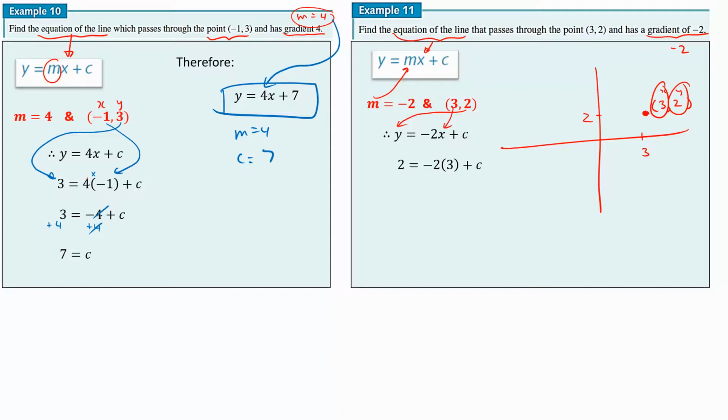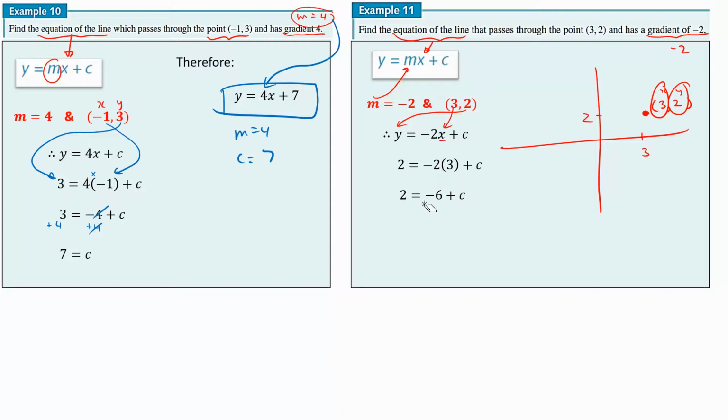So here we go. We got y is 2. We got -2 times x, but x is now 3. So negative 2 times 3 is negative 6. I still have the plus c over here. Okay, so I rewrote it, negative 2 times 3, that simplifies down to negative 6.